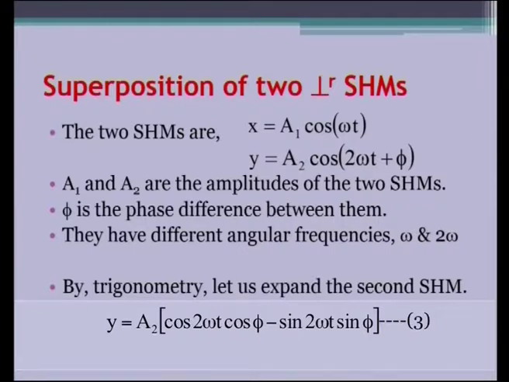So, let us go ahead in handling these two equations, that means mixing up these two equations. What is the technique we are going to follow? The two SHMs are once again shown here for comparison. Of course, A1, A2 are the amplitudes of the two SHMs. Phi is the phase difference between them. They have different angular frequencies, omega and 2 omega. By the trigonometric identity, let us expand as usual the equation for y like this. It is the cos(A plus B) form. So, cos A cos B minus sin A sin B.